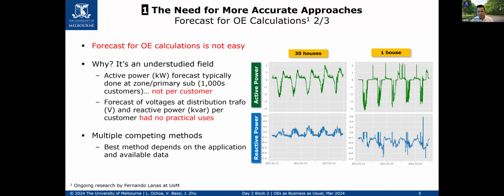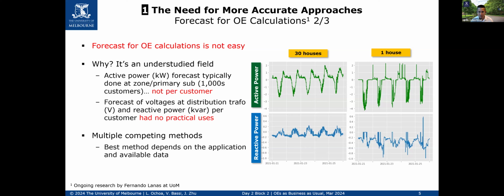When we talk about forecasts and customers, it is energy. Forecasting energy, the amount in a given time, is easy. Forecasting power at a specific time is very difficult. So, for instance, here you have a plot. This is part of the ongoing research from Fernando Lanas at the University of Melbourne. You can see in this plot 30 houses and how the aggregated power looks. That's easy to forecast to some extent, but one house, totally different. It's a very, very different game.